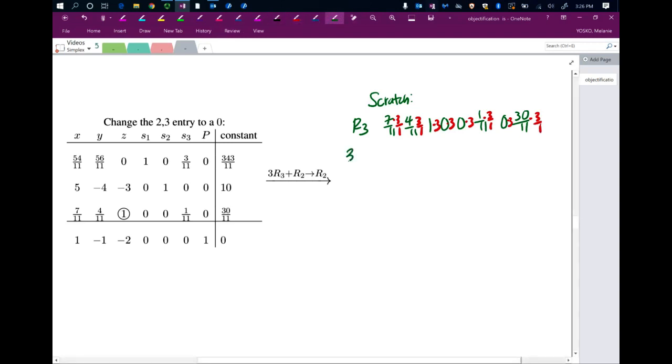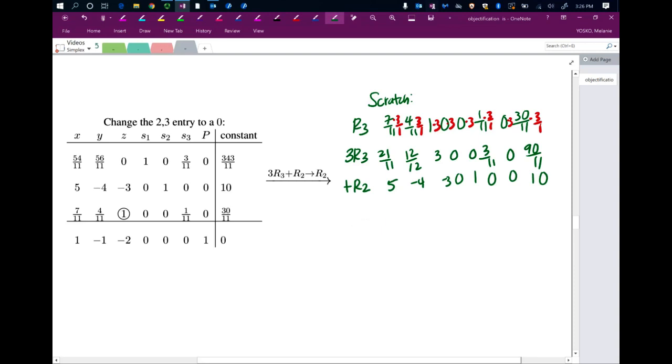Okay, so we end up with row 3 is what? 21/11. Same thing as it was before, right? 12/11, 3, 0, 0, 3/11, 0, and 90/11. And add row 2 to that. Okay, but we really need common denominators.